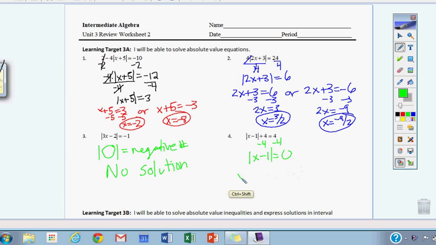Little wrinkle here, because you'll be like, oh, x minus 1 equals 0, or x minus 1 equals negative 0. That doesn't make any sense. So actually, when the right side is 0, you're only going to get one answer. So you'll get x equals 1 because the other answer would be the exact same thing. So we have one answer.